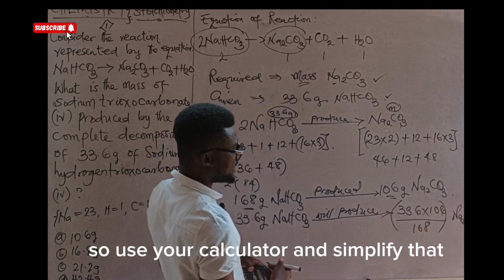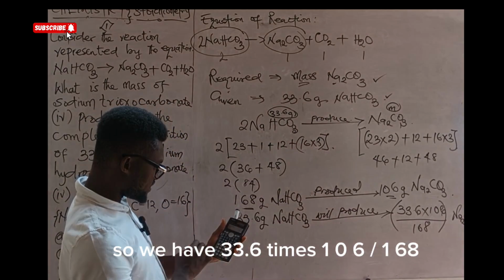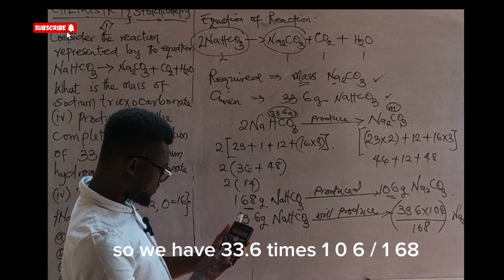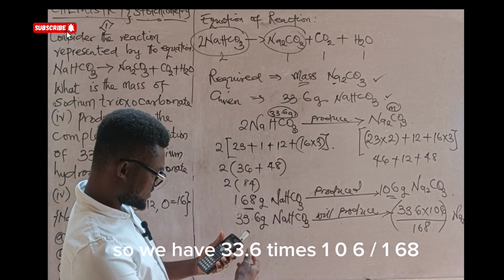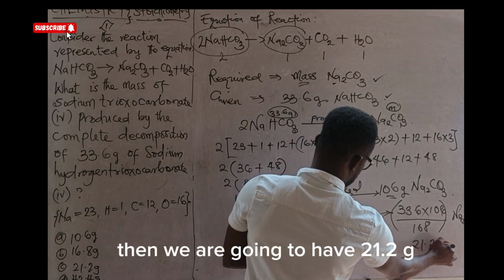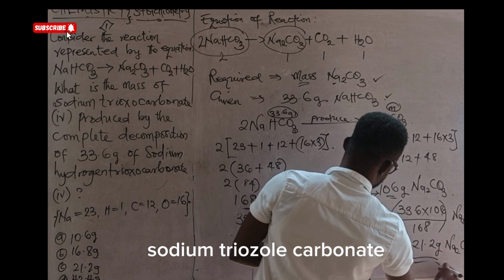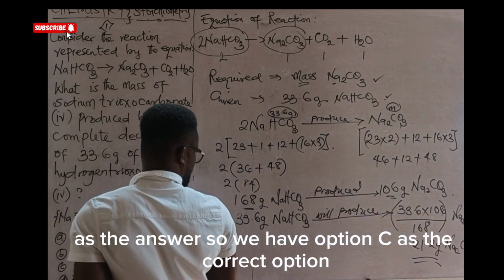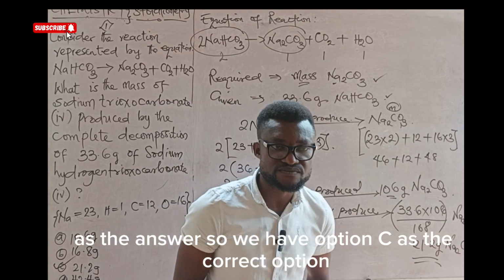So use your calculator and simplify that. So we have 33.6 times 106 divided by 168. Then we are going to have 21.2 grams of sodium carbonate as the answer. So we have option C as the correct option.